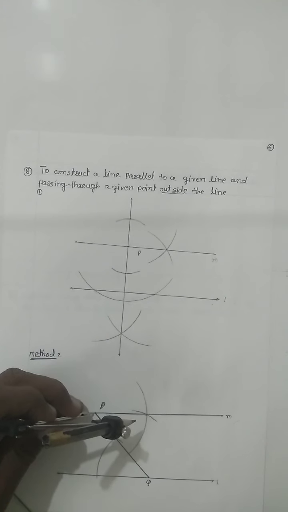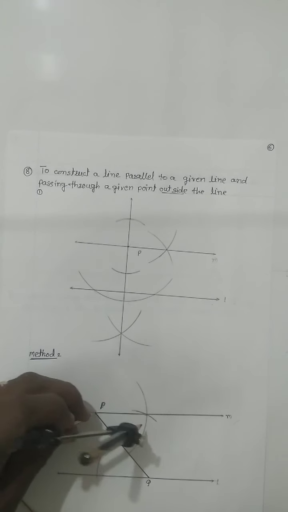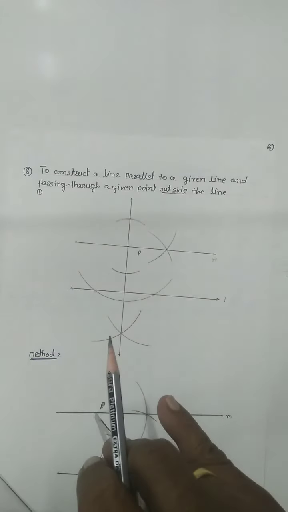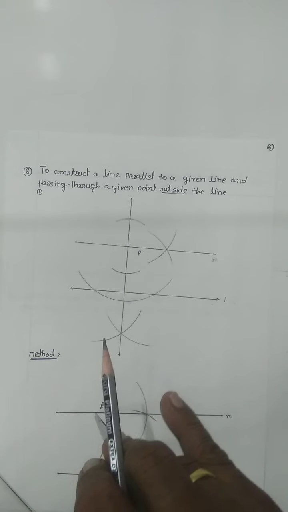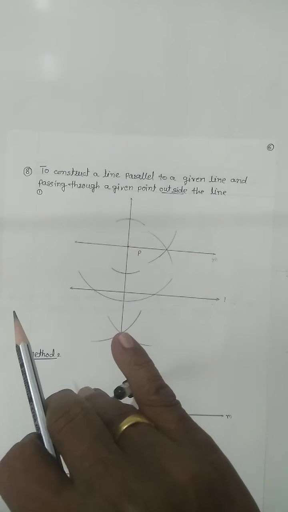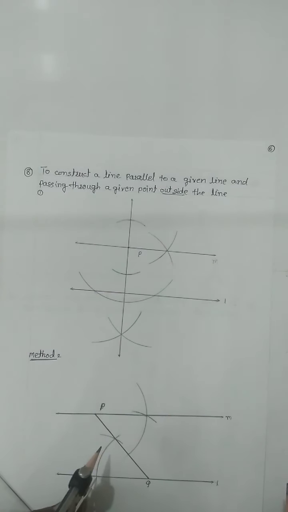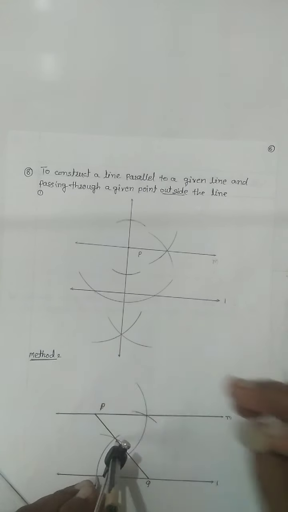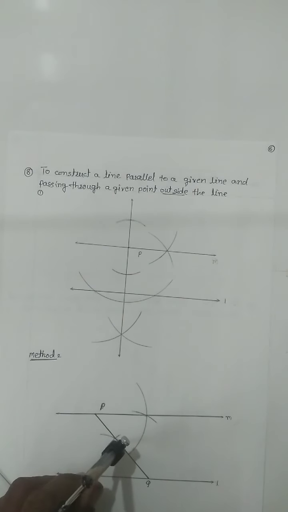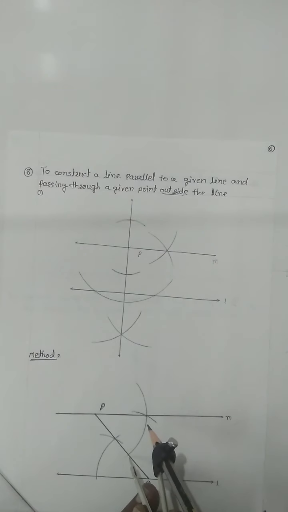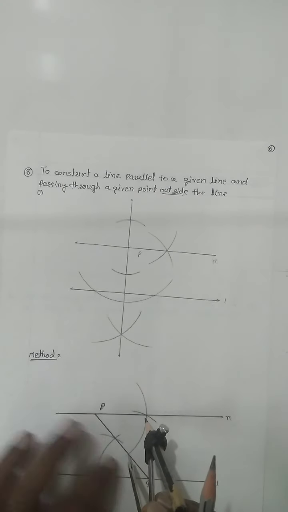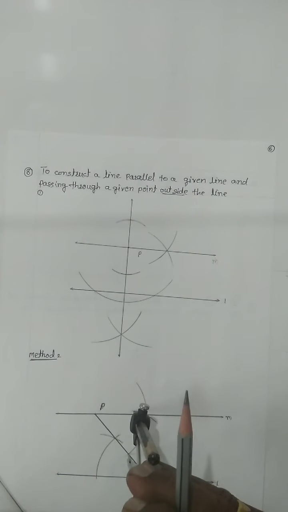Put one terminal of the compass on this point P and draw the arc which starts from this PQ and goes upward. Then take a distance between 2 terminals of the compass in this way. Then put this distance as it is at the point here which intersects this arc at the PQ and draw the arc.